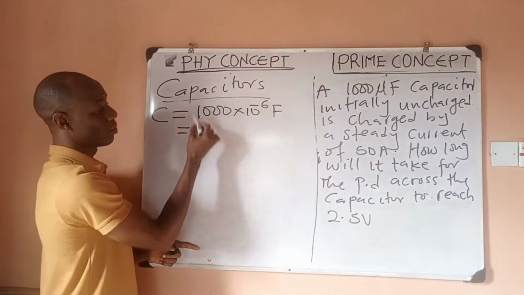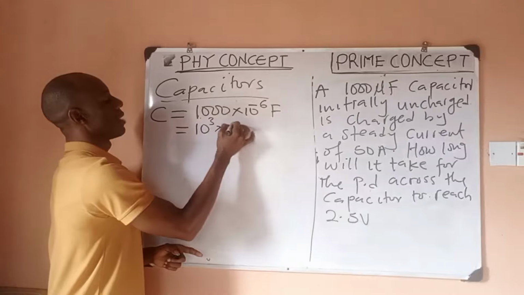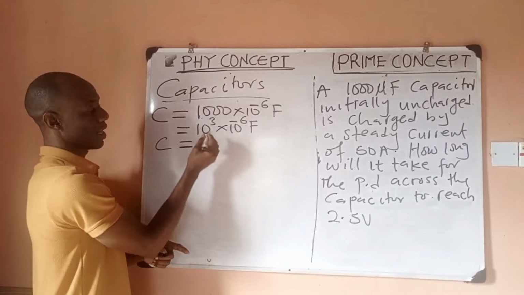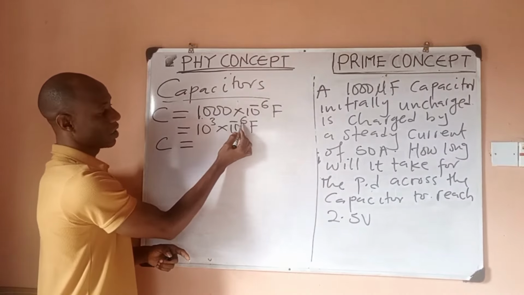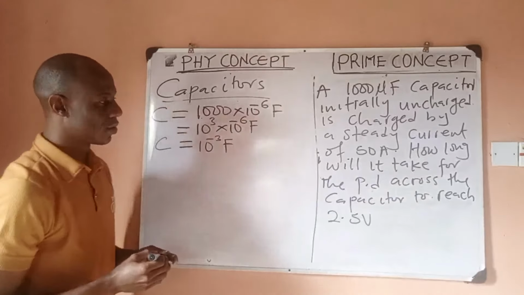1000 is the same as 10 to the power 3. So I can write this as 10 to the power 3 for 1000 times 10 to the power minus 6. So this can actually simplify. 3 minus 6 is minus 3. So this is the same thing as 10 to the power minus 3 farad. So this is my capacitance.